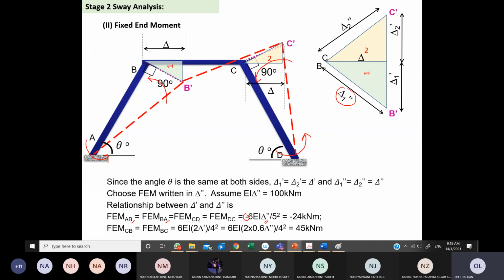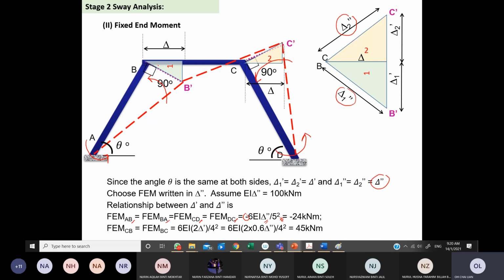So if you look at that, we can put it as equal to CD, equal to DC, and it is also using a negative 6EI, and the deflection is using delta double prime at the second triangle. But they have the same dimensions, so we can put it as delta double prime as well. And the length is also 5 meters. So this is how you do it.